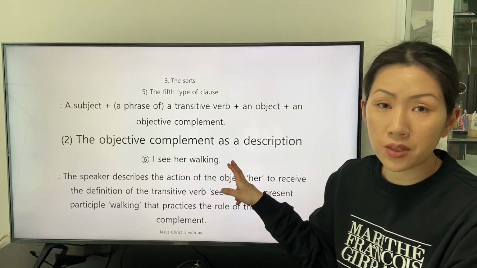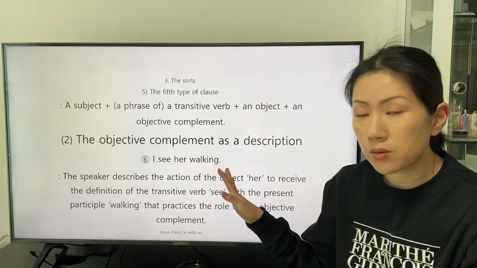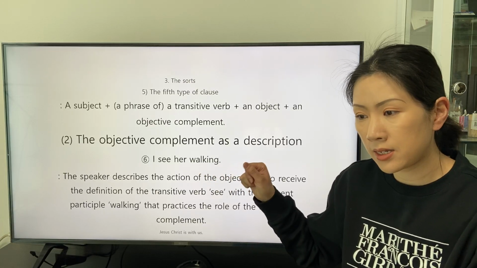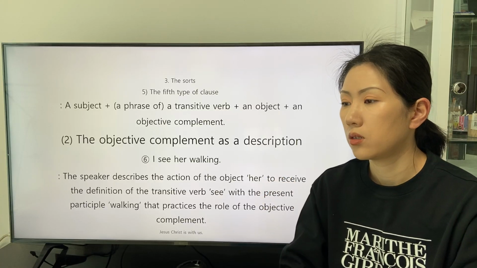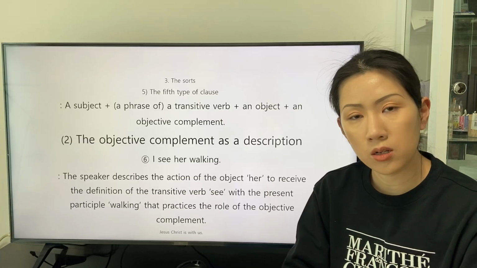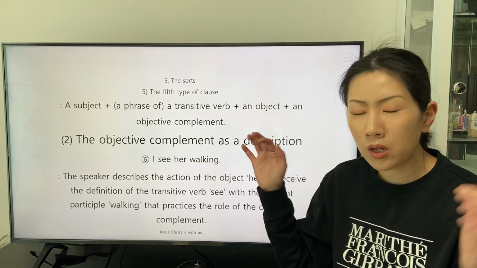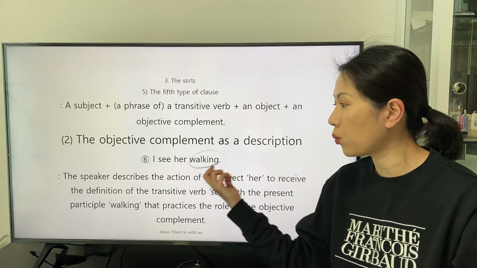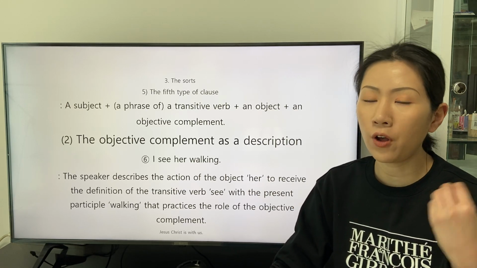There is the sixth example. I see her walking. In this clause, the objective complement is applied as a description for the object. So we can understand the term for the objective complement walking is a present participle with the trait of an adjective.